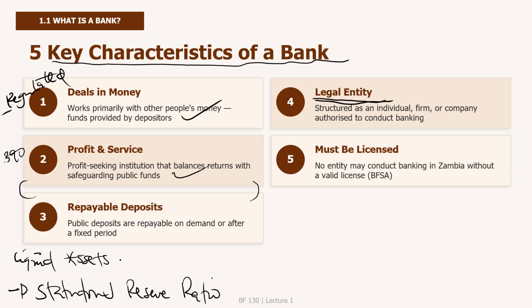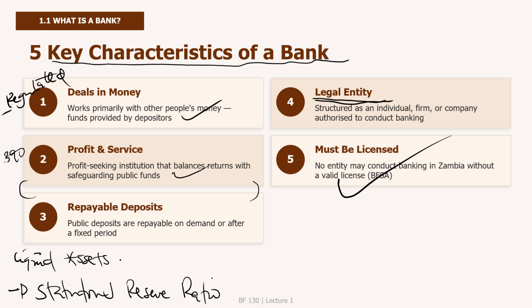The last one, and this is also very crucial, especially in our context today, is the fact that a bank has to be licensed. So for you to operate, you will need to be licensed. In the case of Zambia, for example, you cannot simply call yourself a bank and then start taking deposits. You can't do that. That is actually a criminal offense under the Banking and Financial Services Act. So basically those are the key characteristics.